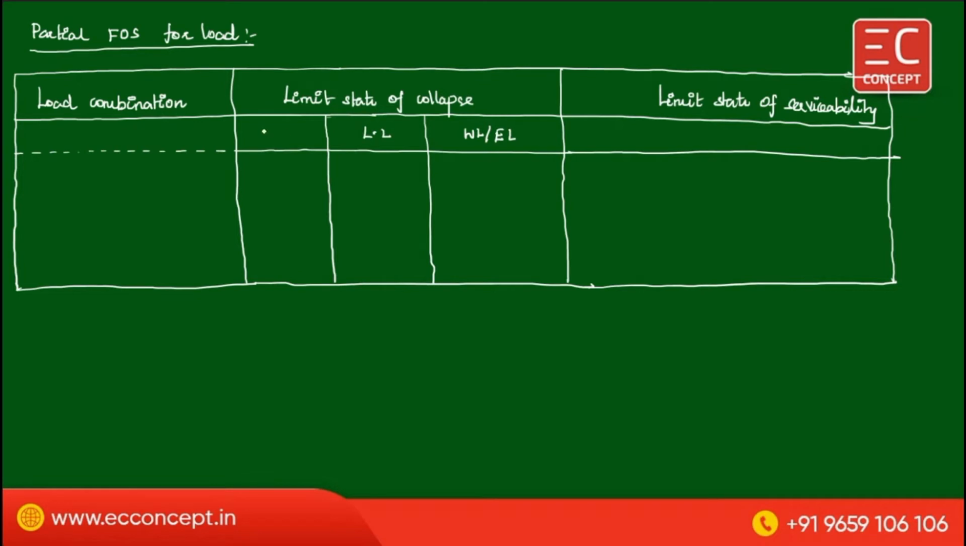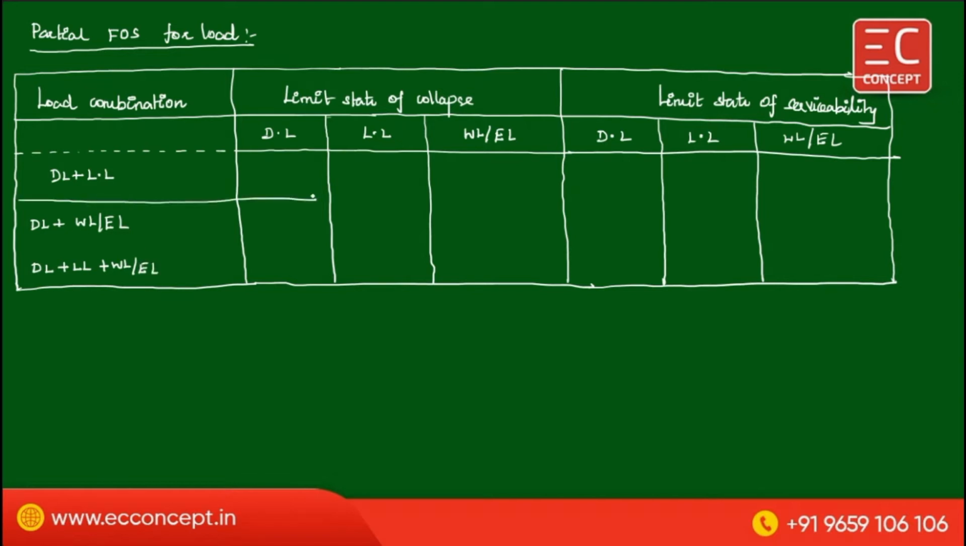This is the live load. This is the dead load. In a similar manner, here also we can take this is the dead load, this is the live load, and this is the wind load or earthquake load for limit state of serviceability. And the first combination is dead load plus live load combination, and the second one is dead load plus wind load or earthquake load combination. Third one is dead load plus live load plus wind load or earthquake load combination. So we are going to see one by one.